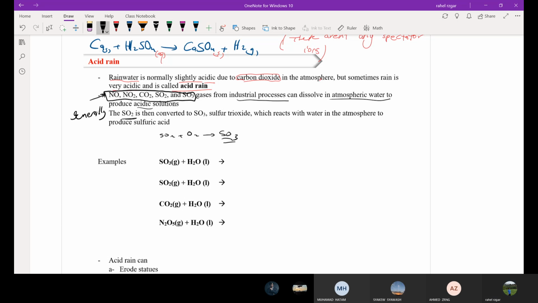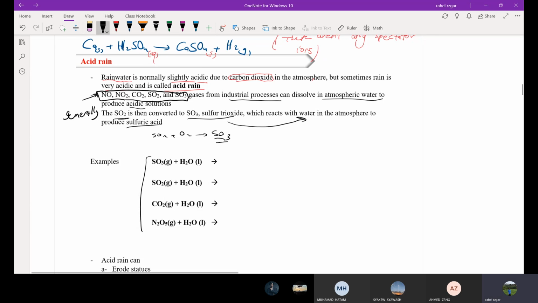Okay? And this SO3 reacts with water in the atmosphere to produce sulfuric acid. In the book, only this part is given, where only SO3 reacts with water to become sulfuric acid, as explanation. But actually, we have these examples as well that we have to know them. Especially 3 of them are from chapter review.